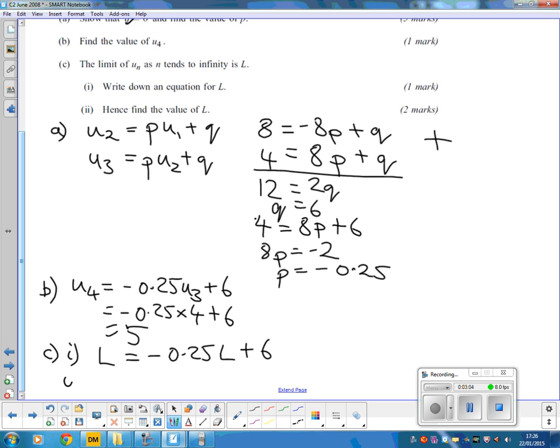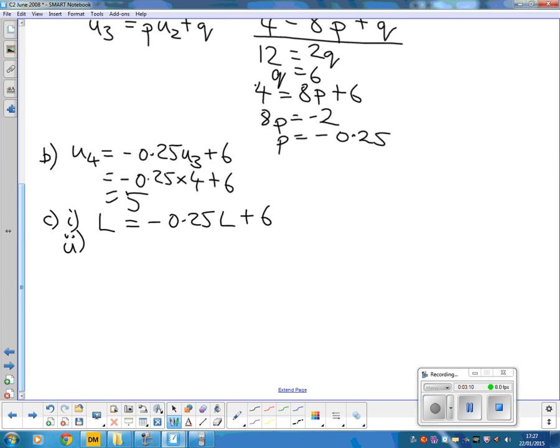That's part 1. So part 2, we're going to need to solve this to find out what L is. Let's get a little bit more space. So we've got L plus 0.25L, so 1.25L equals 6. So L equals 6 divided by 1.25, which is going to be 4.8.